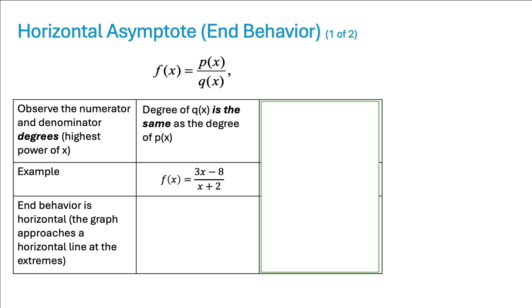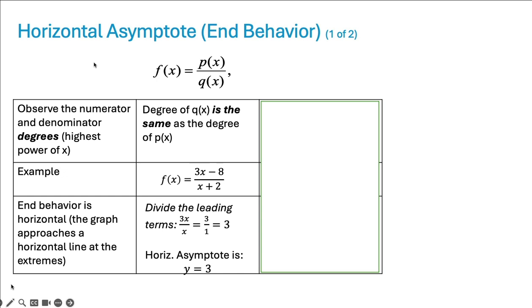An example of that is shown here. F of x equals 3x minus 8 divided by x plus 2. Both the numerator and the denominator have a degree of 1. So when that happens, you take the highest powers of x and divide them. So divide the leading terms, and the x's should cancel.